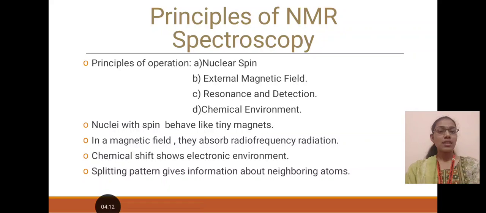Next, principles of NMR spectroscopy. Principles of operation. There are four principles. They are nuclear spin, external magnetic field, resonance and detection, and chemical environment. Nuclei with spin behave like tiny magnets. In a magnetic field, they absorb radio frequency radiations. Chemical shift shows the electronic environment. Splitting pattern gives information about neighboring atoms. These are the principles of NMR spectroscopy.